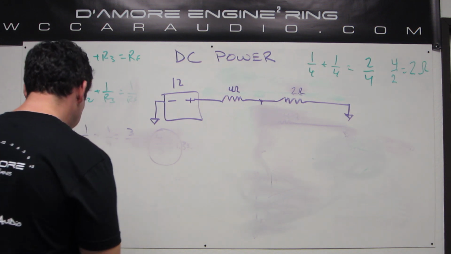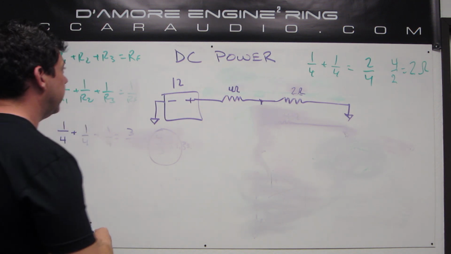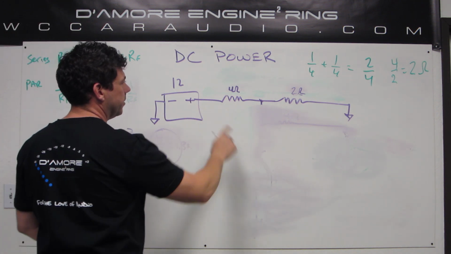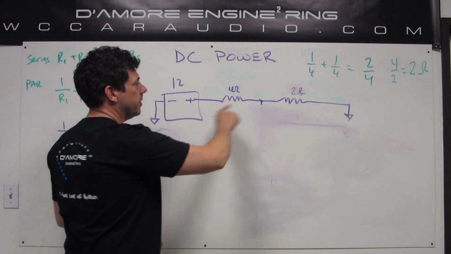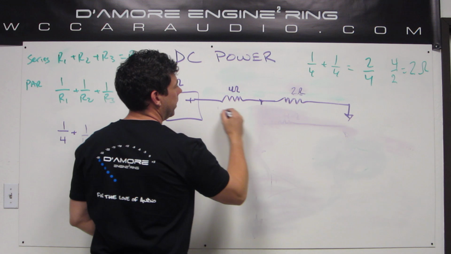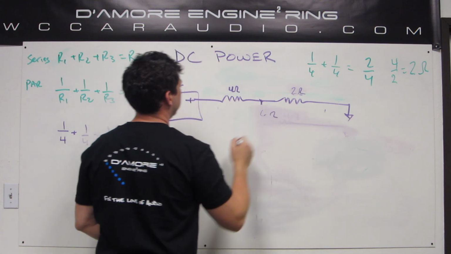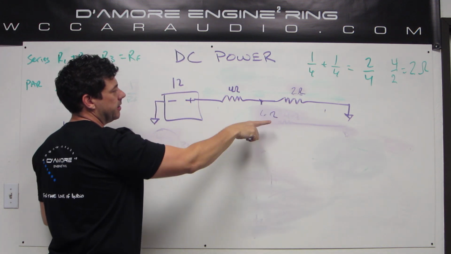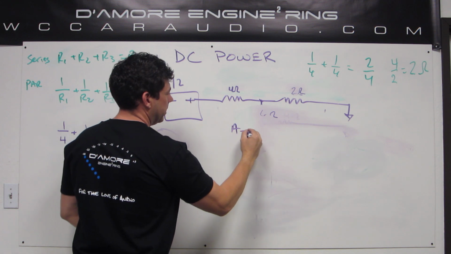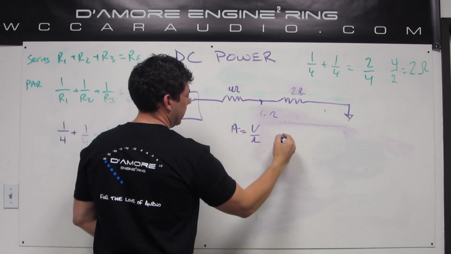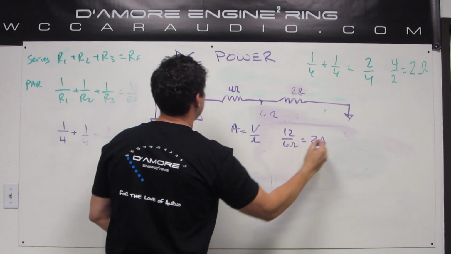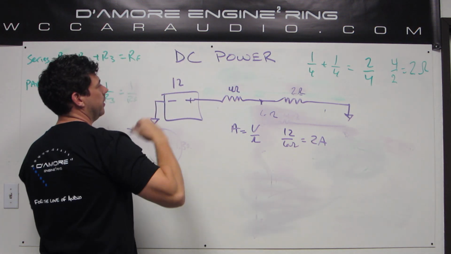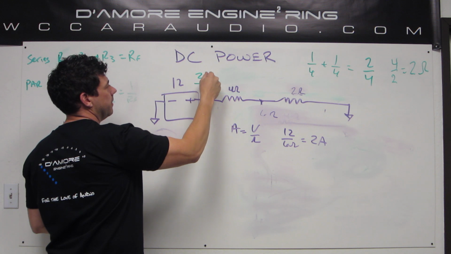Alright, so now it looks a little bit easier. Now it looks like just a straight series circuit. 4 ohms, 2 ohms in series. So the total, using our series math here, 4 ohms plus 2 ohms in series is 6 ohms. So this whole thing from here to here has 6 ohms. 12 volts into 6 ohms. Amps equals volts over ohms. 12 volts, 6 ohms equals 2 amps. So leaving the battery, we have 2 amps of current.